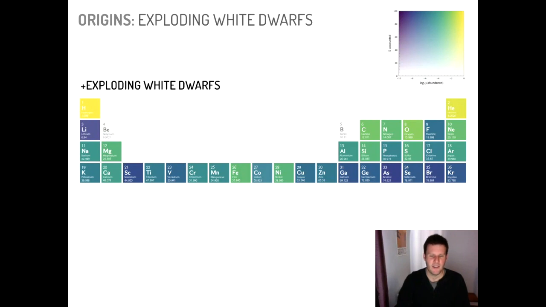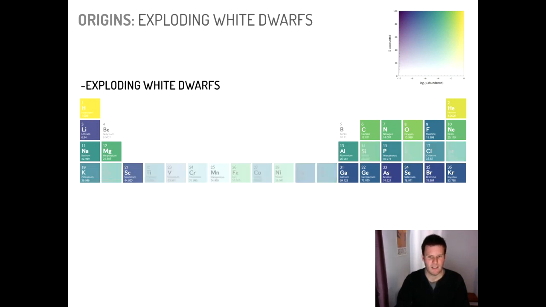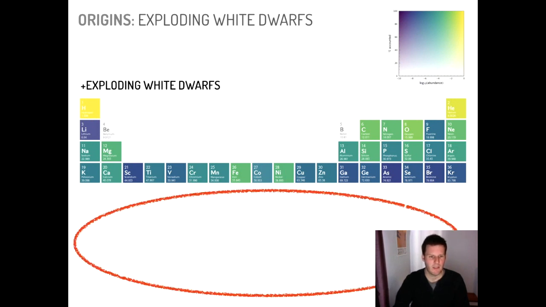So if we add in the exploding white dwarfs now, we now see that we're really doing a good job in actually explaining most of the upper part of the periodic table. Okay, but again, there are still some gaps. But let's just take away the white dwarfs where we can see the difference. What you can see here is that what the white dwarfs have added is mostly the iron series elements, so around iron and manganese and cobalt. Okay, but we're still missing things down here.